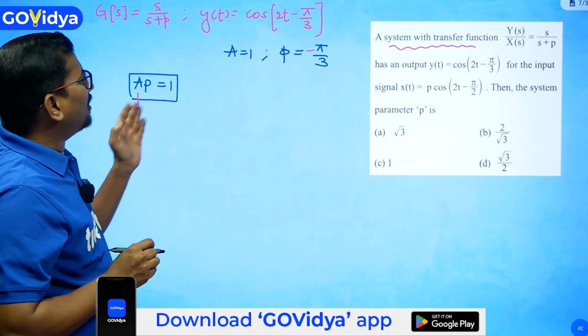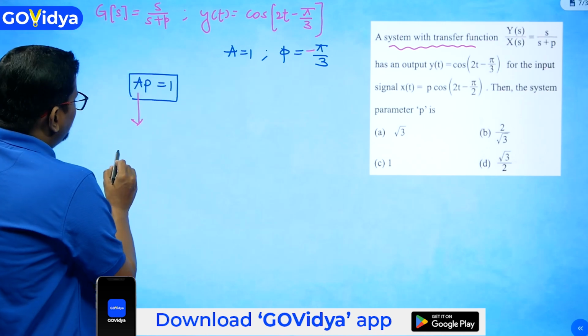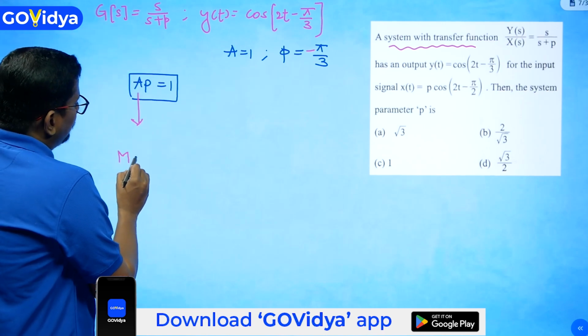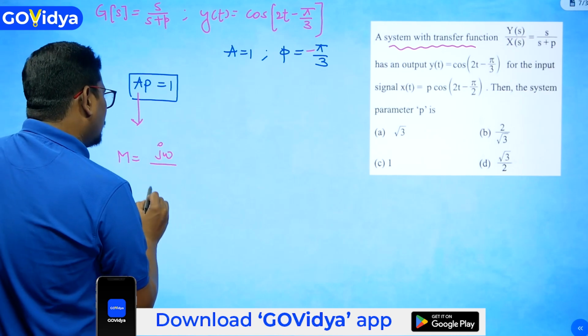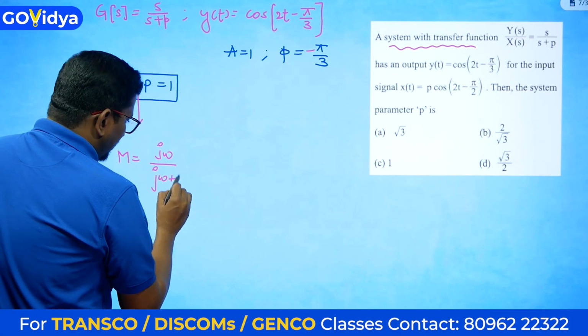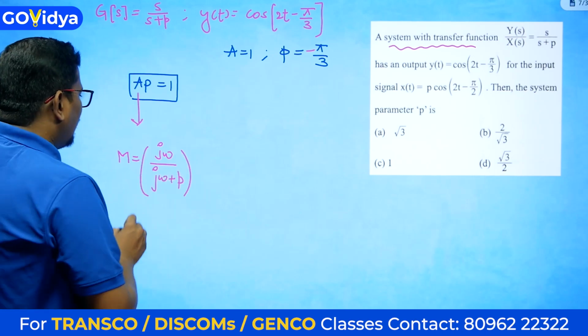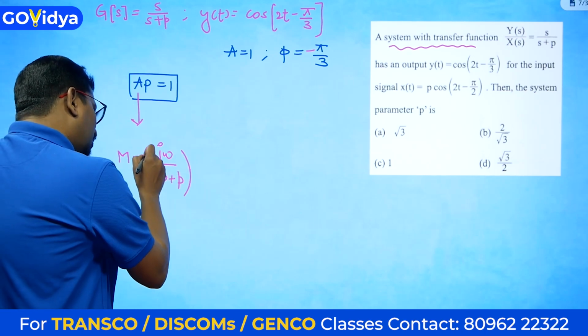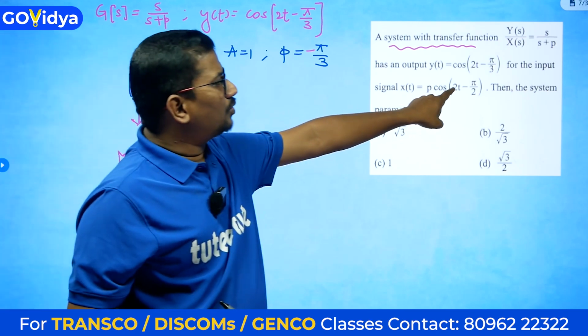A is nothing but what? The magnitude, na? How to calculate the magnitude? You put S is equal to j omega. I told you, put S is equal to j omega. In entire frequency response analysis, you do that and you put the magnitude here. At where? Omega they have given as 2.